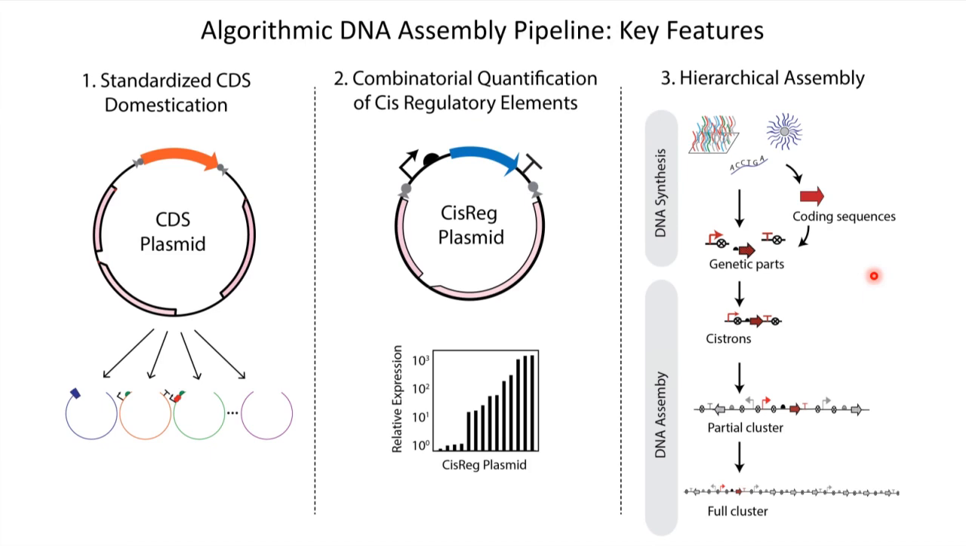Those are then assembled into what we call cistron level constructs. A cistron level construct has a coding DNA sequence surrounded by cis regulatory elements that control its expression. Those cistron parts are combined into partial clusters, and the partial clusters eventually into full clusters. The reason we have this hierarchical approach, where we purposely stop at these intermediate stages, is for efficiency.